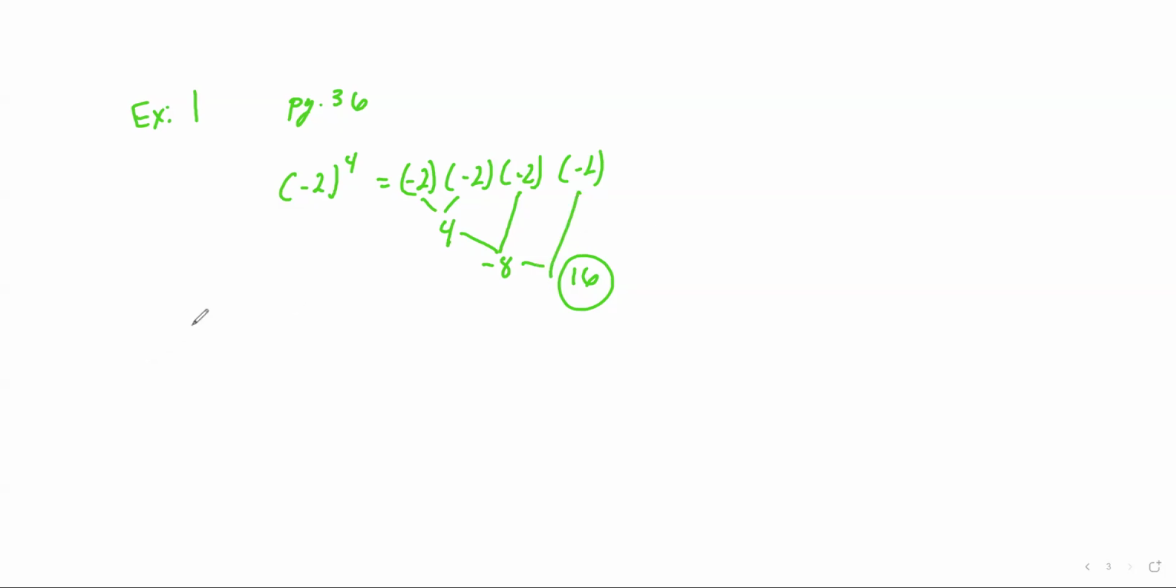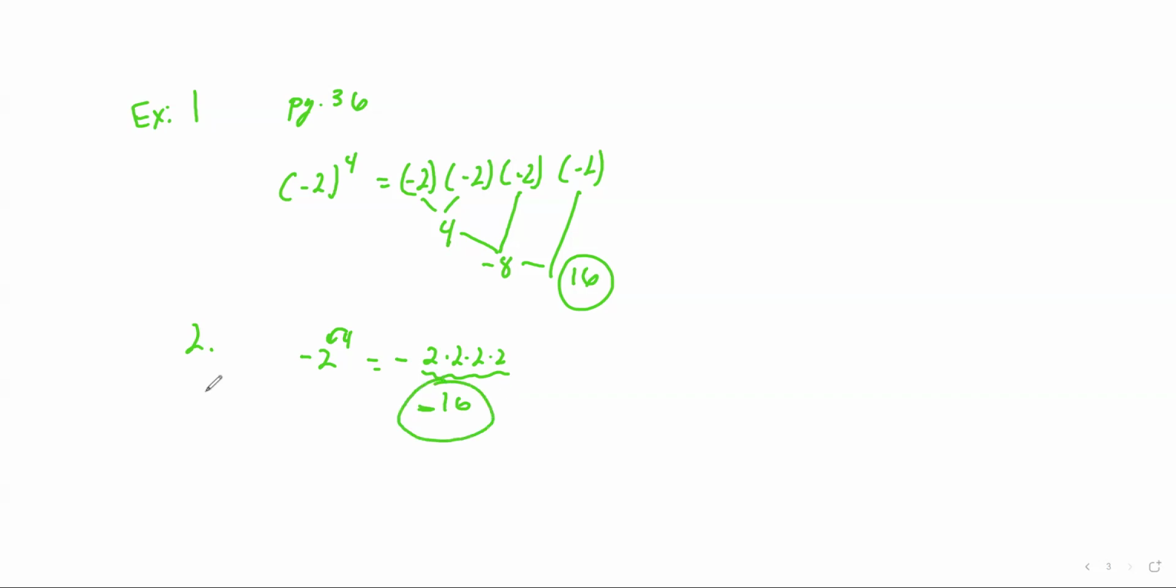All right, let's look at number 2. Negative 2 to the fourth power. Again, notice that there's no parentheses, so the 4 only applies to the 2. So it's negative, and then it's 2 times 2 times 2 times 2, which is just 16, and then you apply the negative. So again, big difference between with parentheses and no parentheses.